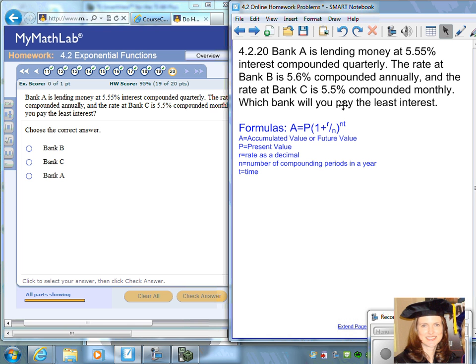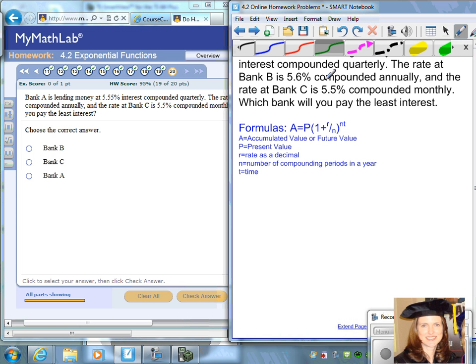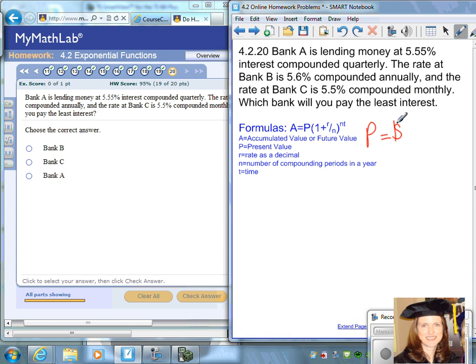Which bank is better? Now you're not given a present value. You're not given a time. You are given the rates and the types of compounding. So to do these comparisons, we're going to pick a value for the present value. You're going to let P equal the amount of money that you're going to borrow at each bank, which should be the same. Now that amount's not given, so let's make it easy on ourselves by making the P $1.